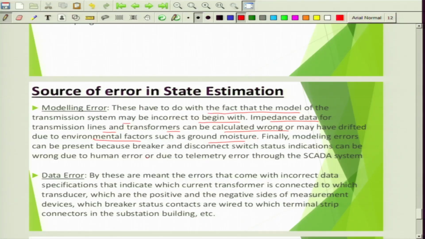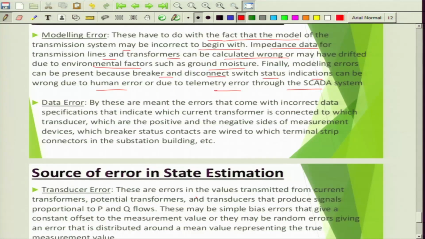Finally, modeling errors can be present because breaker and disconnect switch status indications can be wrong due to human error or due to telemetry error through the SCADA system. There could be human error which may be creating an issue. Telemetry error means the data which has been logged also has some issue.